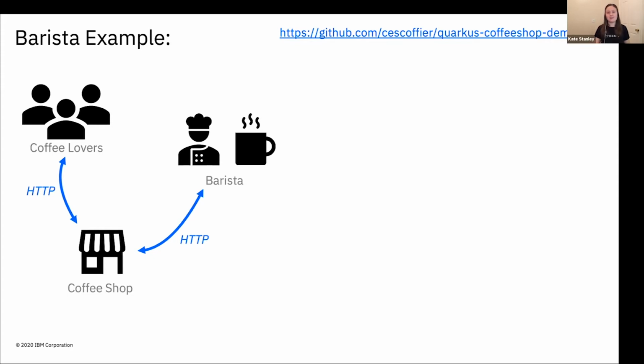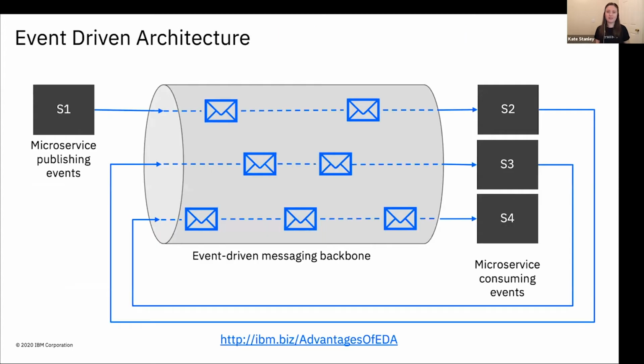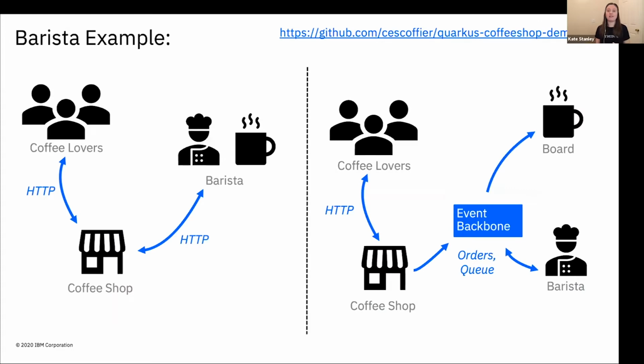And a good way to start making improvements to the system is to look to event-driven architecture. The idea behind event-driven architecture is you have this event-driven messaging backbone, you've got microservices that are publishing different messages into the backbone, and then other ones that are consuming. If we add this into our example, we can see immediately that we maybe don't have a bottleneck anymore. We've got this great event backbone with lots of events on our orders and our queue topics.